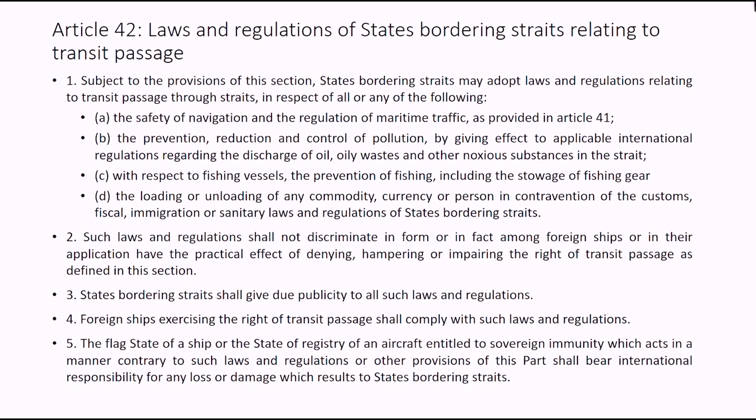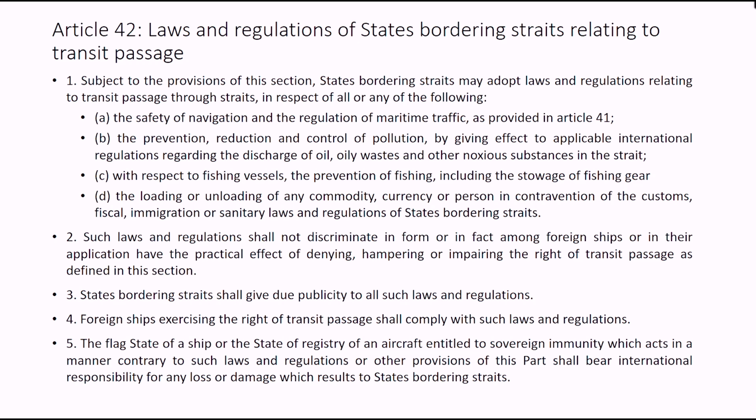With respect to fishing vessels, the prevention of fishing, including the stowage of fishing gear, then the loading or unloading of any commodity, currency or person in contravention of the customs, fiscal, immigration or sanitary laws and regulations of states bordering straits. So, these are the areas for which laws and regulations can be framed by the states bordering straits in transit passage.